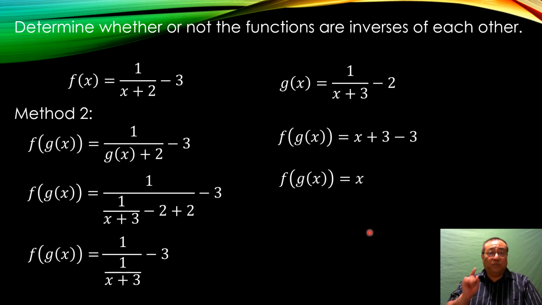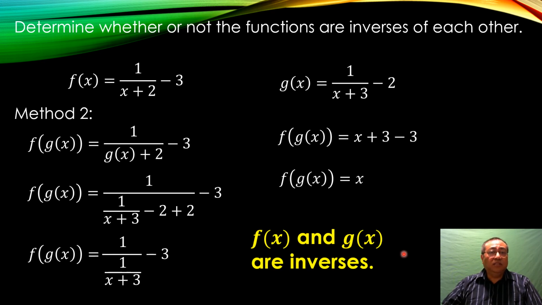Now technically we're supposed to do it the other way too, but I'm lazy. The functions that I give you won't be so complicated that you have to do it twice. So we're going to just do it once. All right. So f and g are inverses because this worked, because we resulted in this.